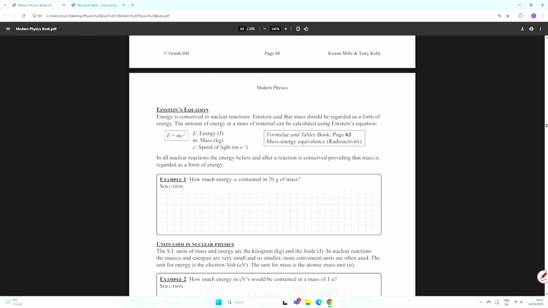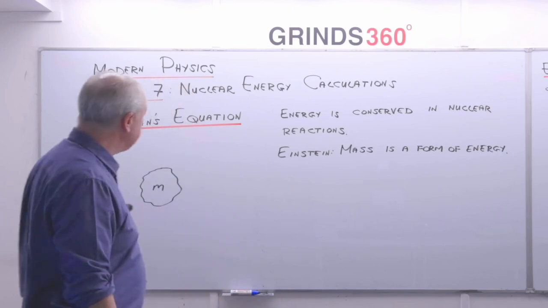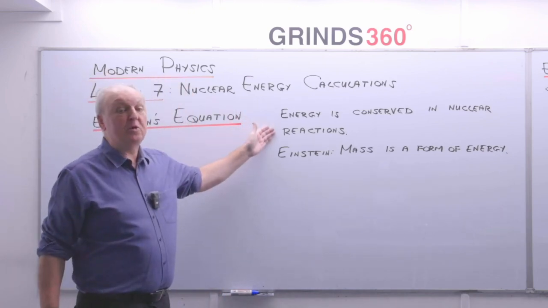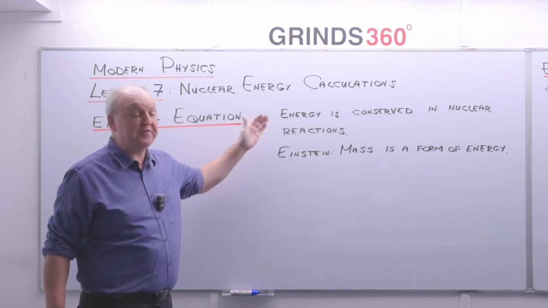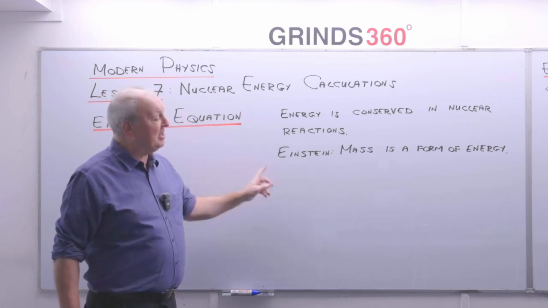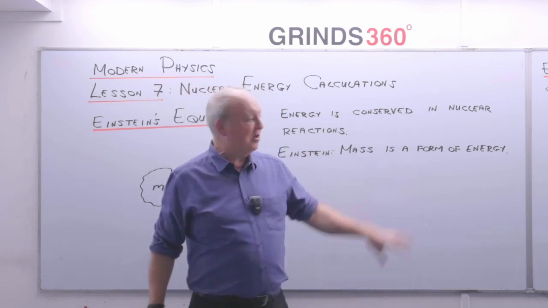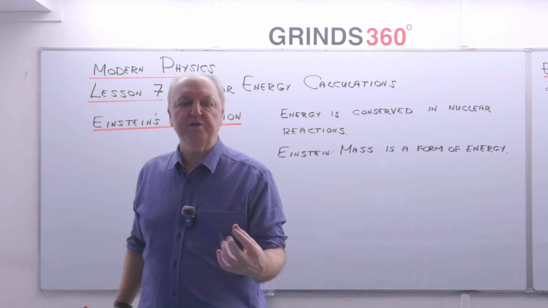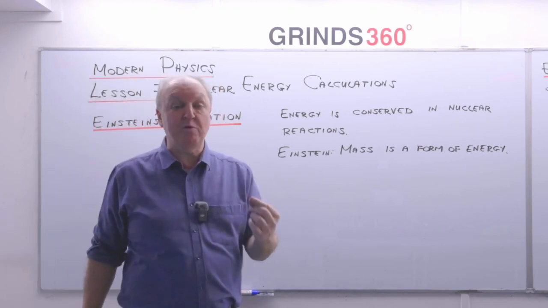So what did Einstein say? Well, Einstein said this: energy is conserved in nuclear reactions. It doesn't change from the start to the finish. But Einstein said mass has to be considered a form of energy when you're looking at your nuclear equations, because in nuclear equations mass changes into pure energy like photons, gamma photons.